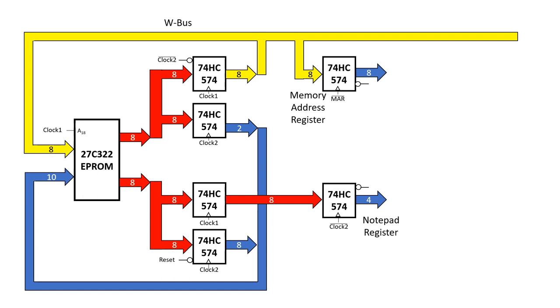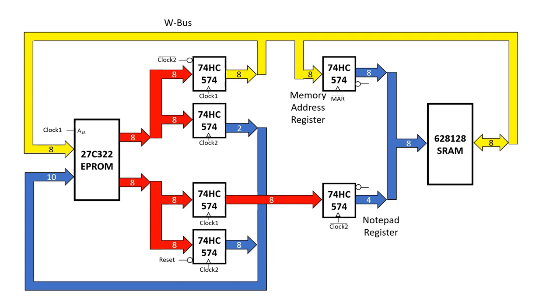Now I'm going to add another 2 bits to the state, and the output from the notepad register. The memory address register and the notepad register form an address bus going into the static RAM. The data lines on the static RAM connect back to the W bus. We do need some glue logic to make this work, and I'll go over that in the next video.